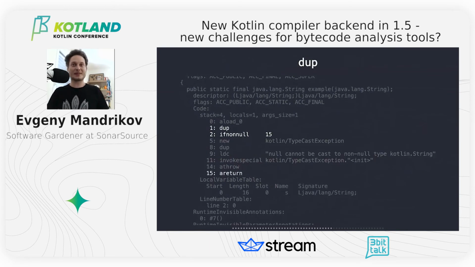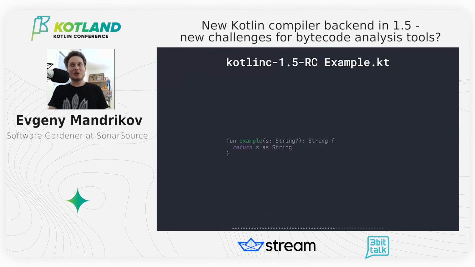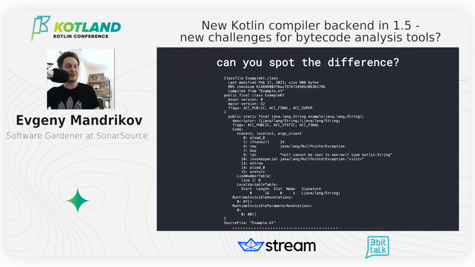And notice how it is implemented. We duplicate the value on the stack, then we check whether it is null or not. The duplicate of the value from the stack is going to go away, and the original value is going to stay on the stack. Then from the method, we just return the original value. Let's have a look at how it was implemented in the Kotlin compiler 1.5 release candidate. Exactly the same thing was compiled slightly differently. Can you spot the difference? Let's zoom in.